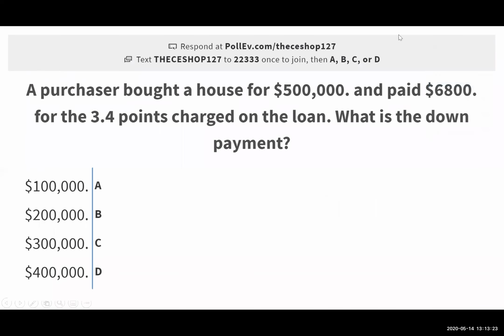We'll try a second one to go in a different direction with your whole, parts, and percentages. A different purchaser bought a house for $500,000 and paid $6,800 for 3.4 points charged to the loan. How much was the down payment that this purchaser had?